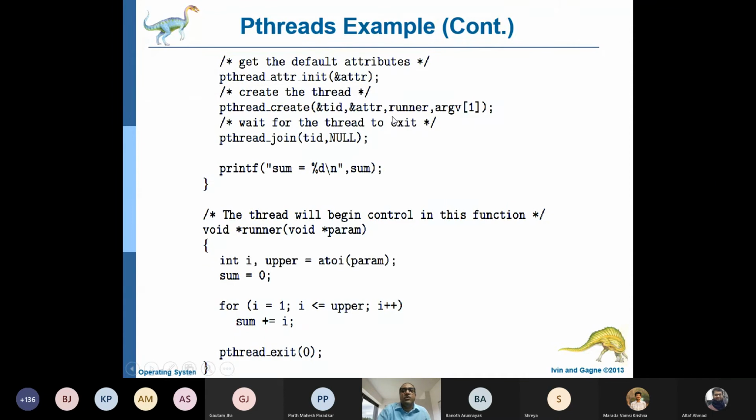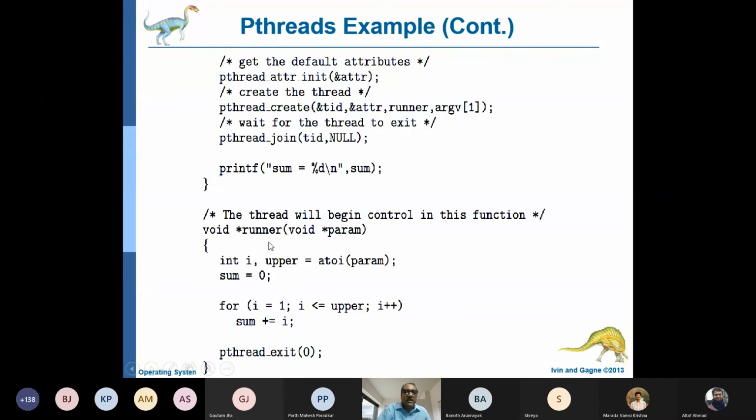When you create this thread, a new thread will be created, and this new thread starts execution from this particular function called runner. This is your runner function, and this function is simply to compute the sum of some numbers. So this function will be executed. That means whenever you are creating a thread, that thread will be created, and then it starts execution from this particular function called runner.